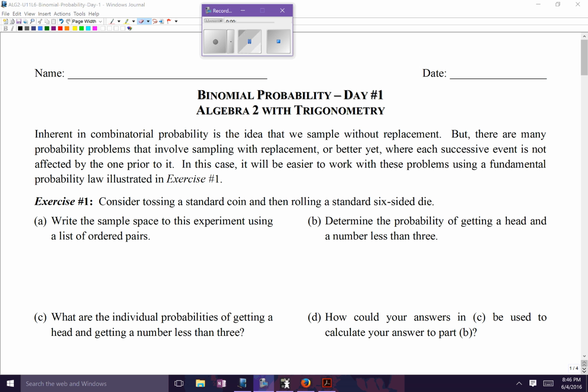Welcome. We're going to go ahead and do Unit 11, Lesson 6, Binomial Probability, Day 1. And before I explain this a little bit, I think it's better if we just illustrate this with a few examples.